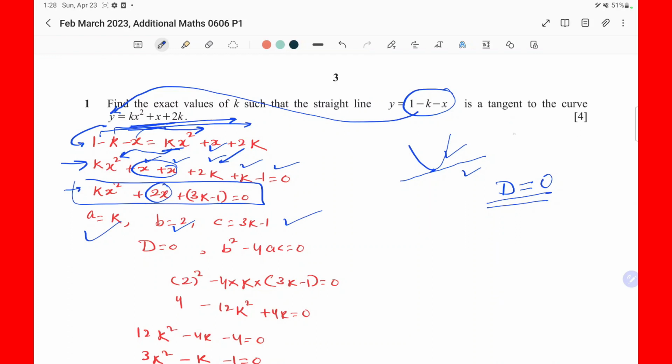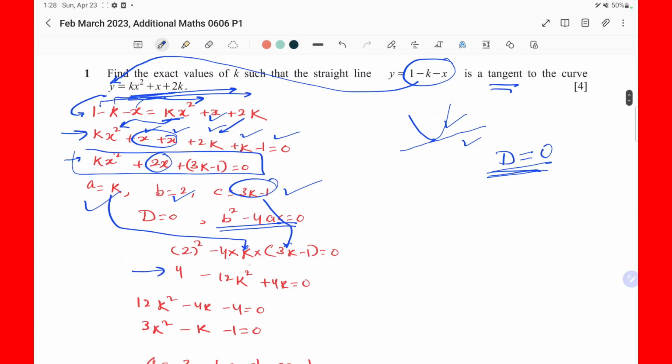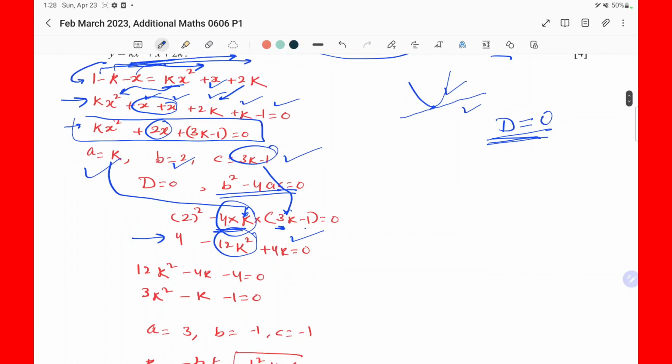I already explained to you this is for the tangent, and D equals 0 is the condition for that. So D equals 0, it means b squared minus 4ac equals 0. b is 2, so 2 whole squared minus 4, and a you can check here, a is k, and c is 3k minus 1. So this is 2 squared, that's 4, and minus 4k times 3k, that's 12k squared, and minus 4k times minus 1, which is plus 4k.